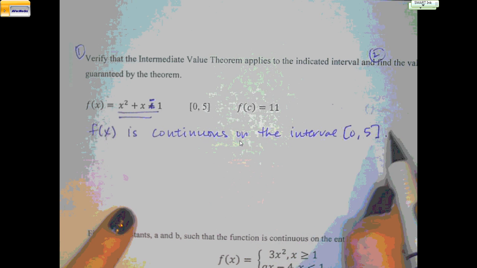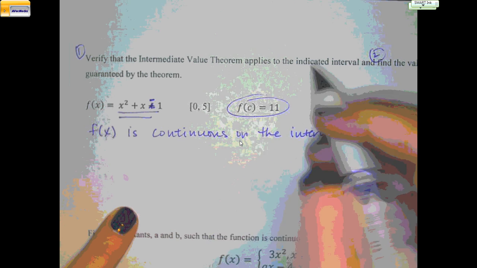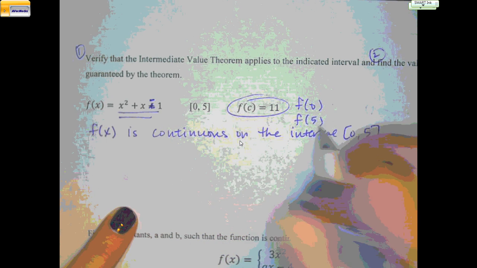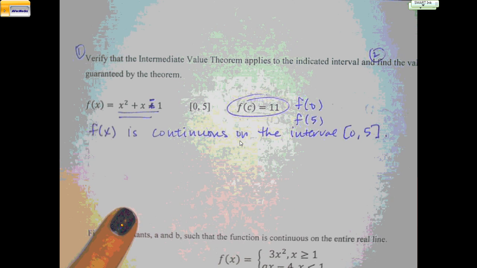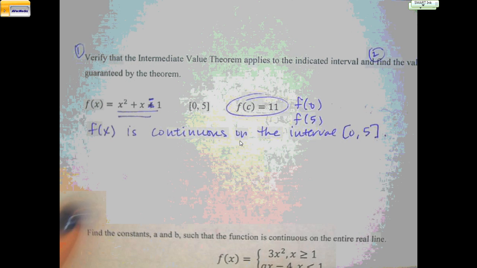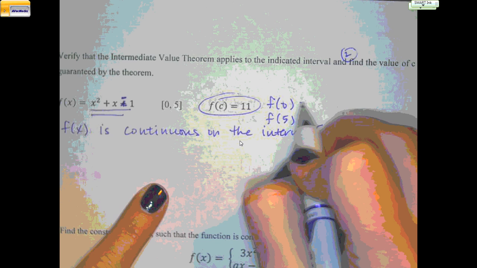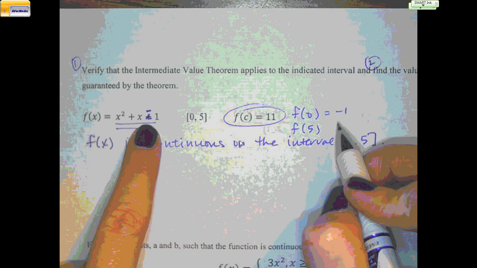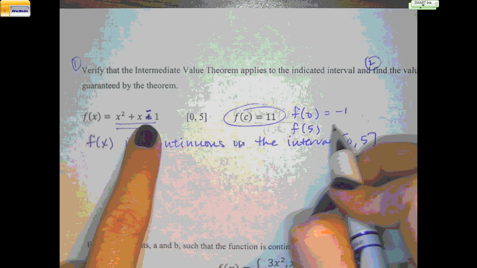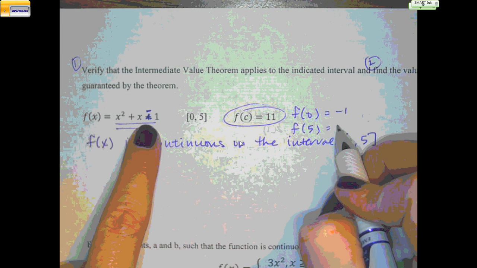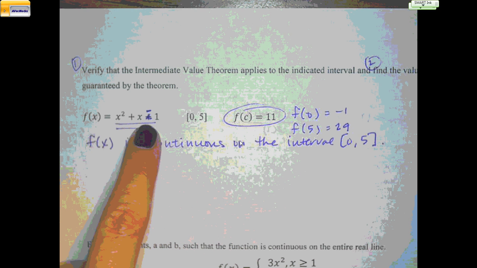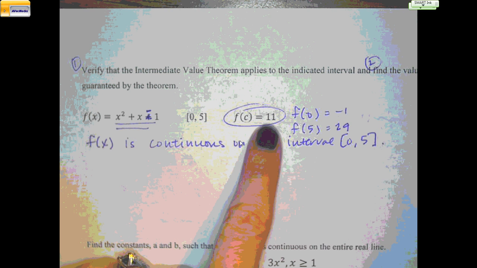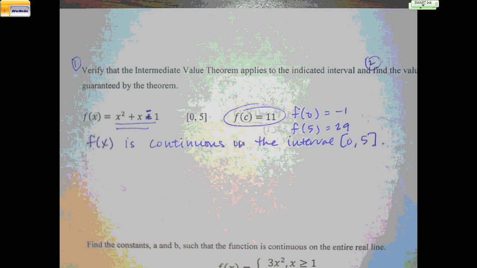Now I need to prove that 11 comes between f at 0 and f at 5. So we need to solve f at 0 and f at 5. So let's see here. F at 0, if I plug in 0, what am I going to get? -1. If I plug in 5, what am I going to get? 29? 25 plus 5 minus 1? 29. Is 11 between those two numbers? Yep, so it's going to have to cross 11 to get from one to the other.